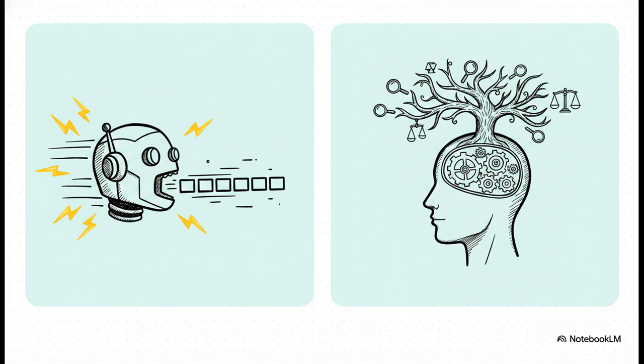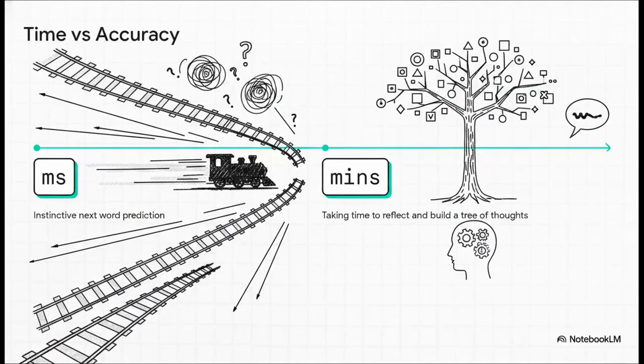But complex problem solving requires System 2, a slower, conscious, rational process where you build a mental tree of possibilities, evaluate them, and choose the best logical path. Right now, when you hit enter, language models lay down track in mere milliseconds. They answer instinctively, predicting the very next word at lightning speed. But the future goal of AI development is purposefully trying to slow them down. Researchers want an AI that can actually take minutes to reflect, to internally debate itself, and to build that conscious tree of possibilities before it even outputs a single word to you.